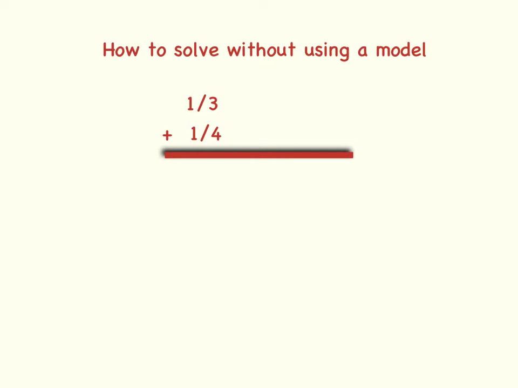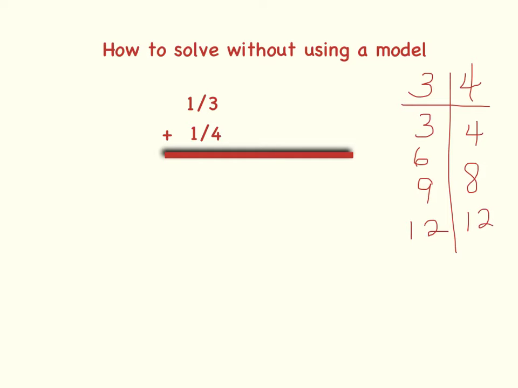Alright, now, how can you solve this without using a model? 1/3 plus 1/4. Well, I have to find a common denominator. The first thing I can do is make a t-chart and find my common denominators. My denominators are a 3 and a 4. If I write my multiples of 3: 3, 6, 9, 12, and my multiples of 4: 4, 8, 12, as soon as I find something common, that is going to be my common denominator.